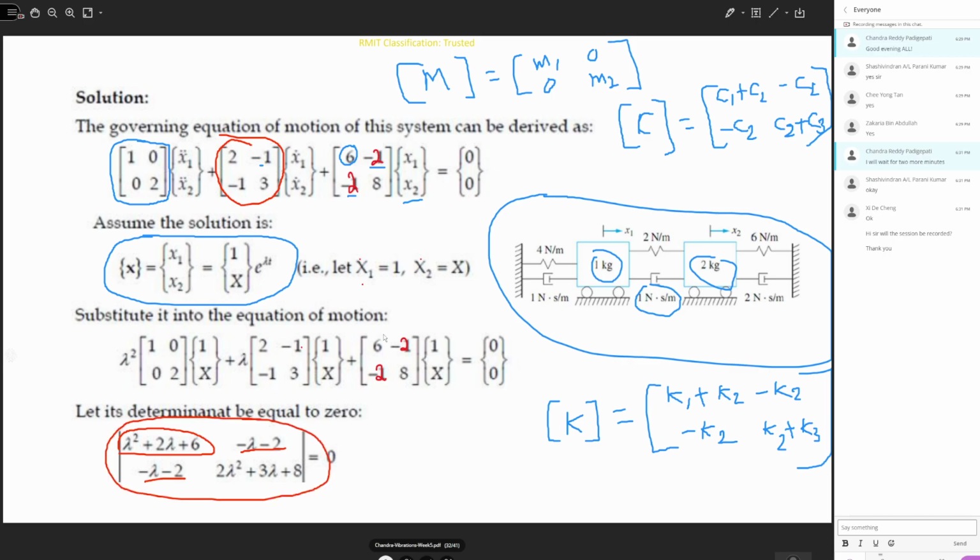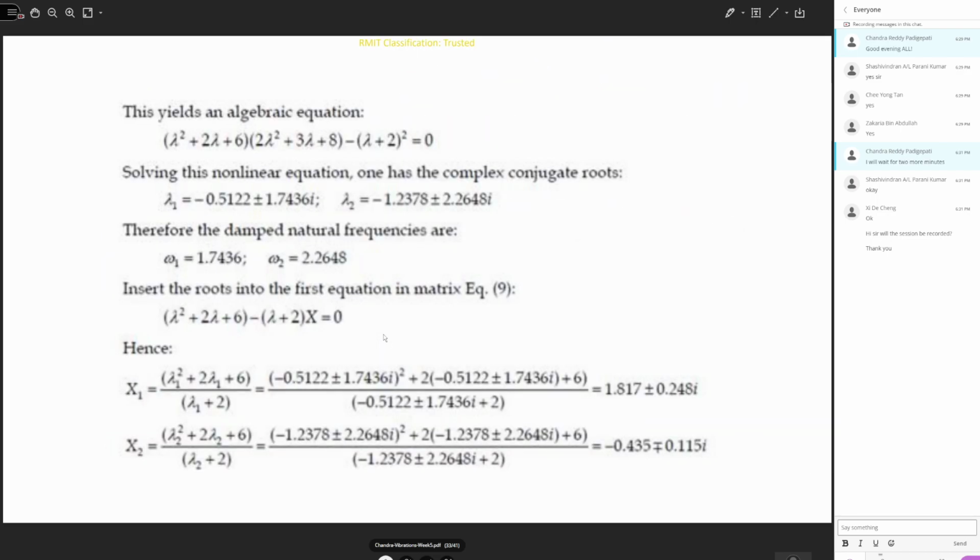You need to equate this to 0 and find the magnitude of the determinant. Cross multiplying, you will get an equation of fourth order. You can reduce that into a quadratic equation, and from the quadratic equation you will be able to find the values for the complex conjugates lambda 1 and lambda 2.